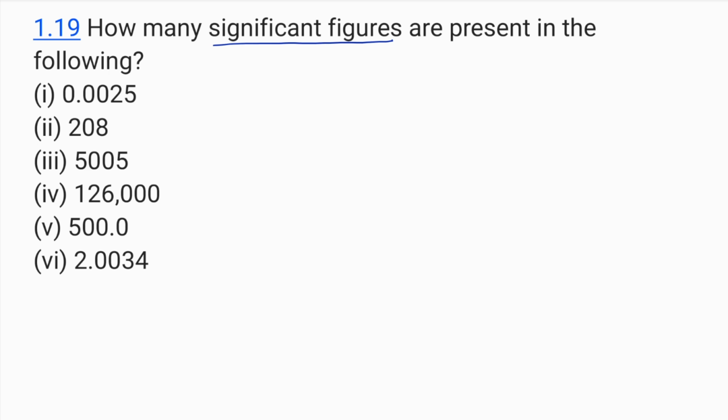So the first rule says that all the non-zero digits are significant. Non-zeros are significant, and zeros between non-zeros also. Okay, there is a non-zero and then there is a zero, and then once again there is a non-zero digit. So these zero digits are also significant. All right.